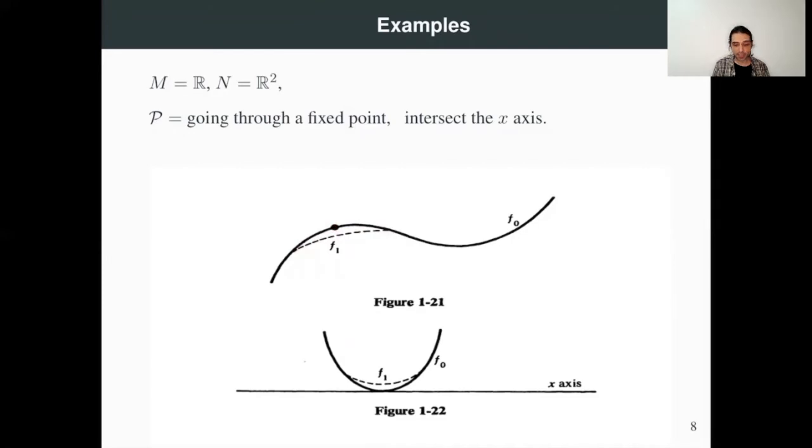Analogously, intersecting the x-axis is not a stable property. In here, we have a curve that intersects the x-axis in just a point, but we can perturb it in a way that these nearby curves do not intersect the axis anymore. And so, again, the property is non-stable.